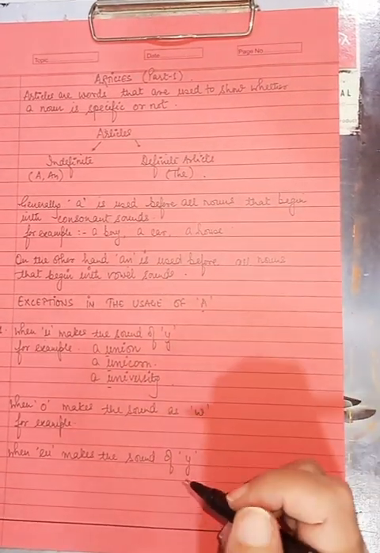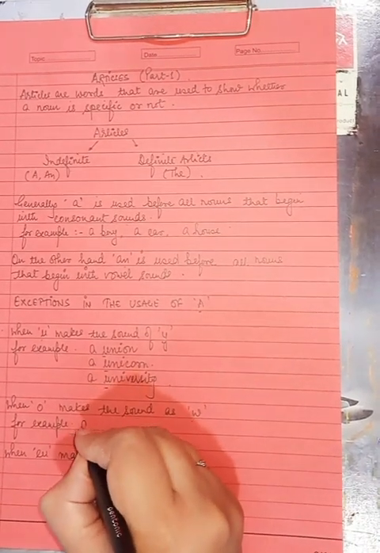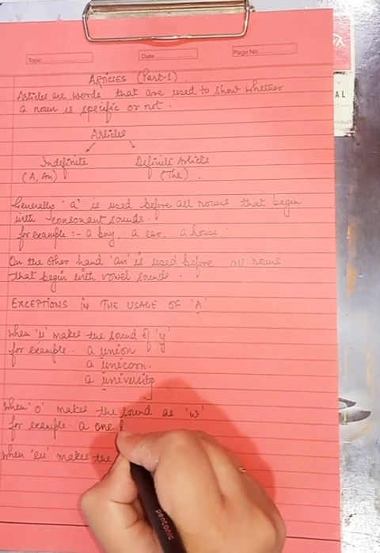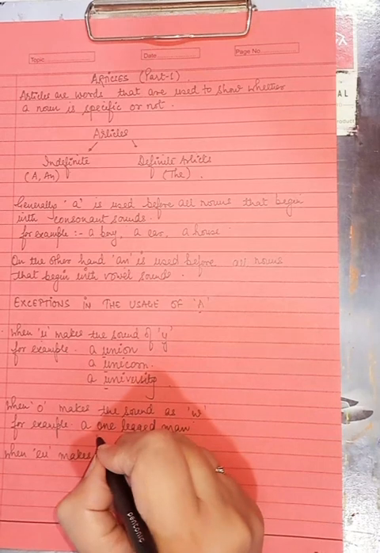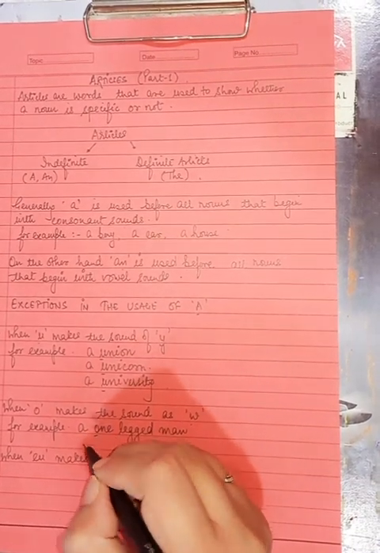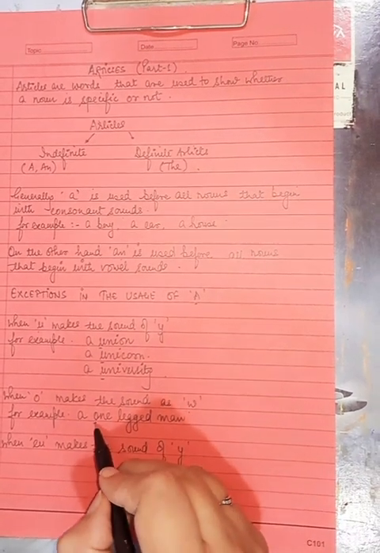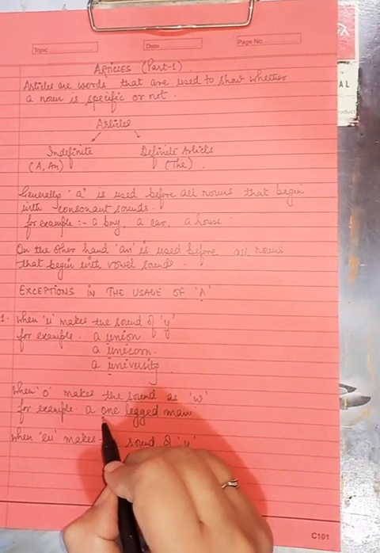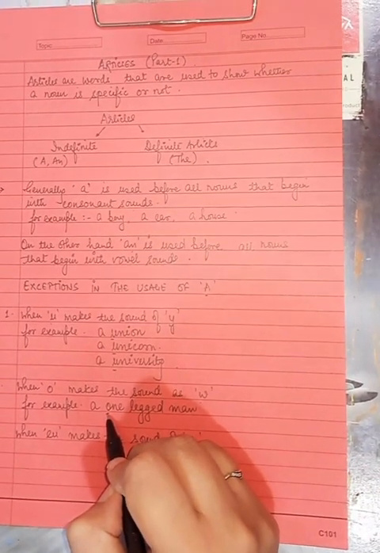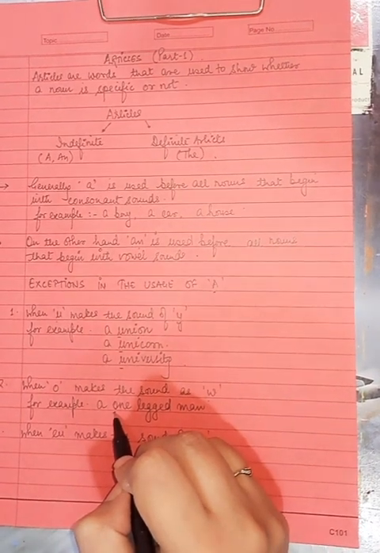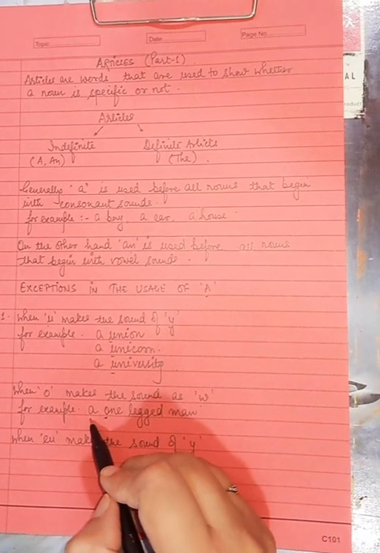Similarly, sometimes our O makes the sound of a W, like a one-legged man. So here it seems that the general sound of O is O. But when we are writing this a one-legged man, this O is making the sound of a W. So a naive person may write it as W-O-N rather than O-N-E. And that's how we are using a rather than an.